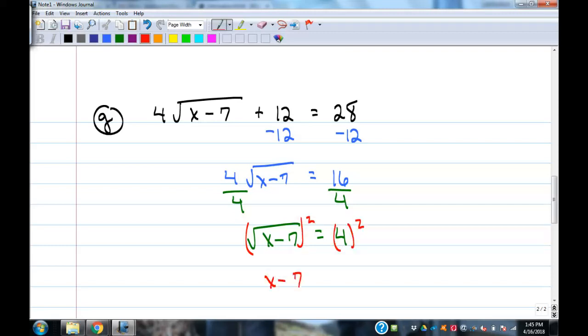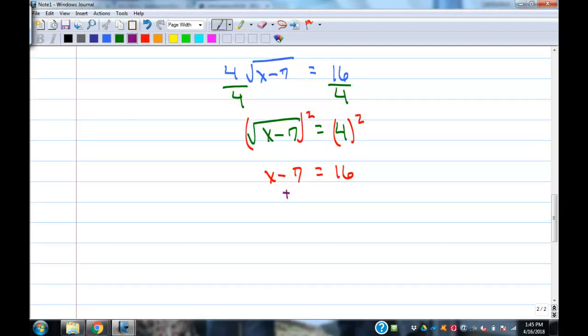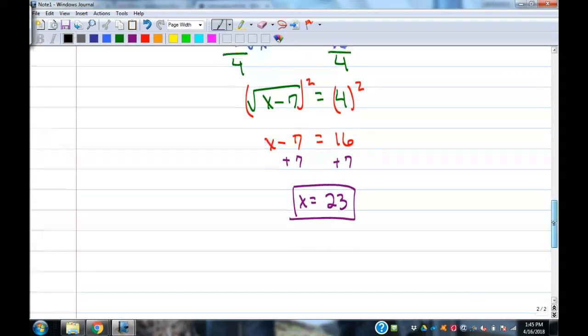It gives us x minus 7 is equal to how much? 16. And then, yes, you do add 7. Last step. 23. Good job. You could go back to the original problem and plug in. Since it's an equation, you can plug in the answer you get in the original problem just to check it, see if it works. They do. On this, so far, we haven't run across any that don't.